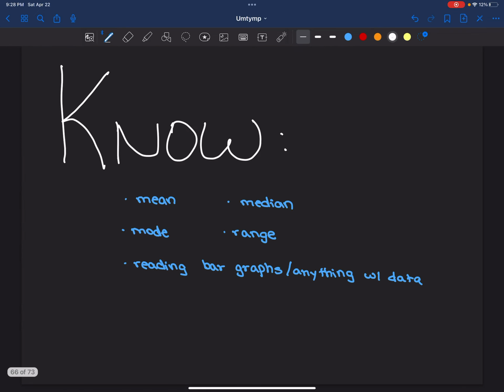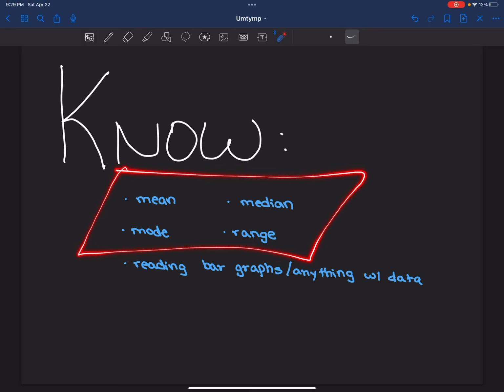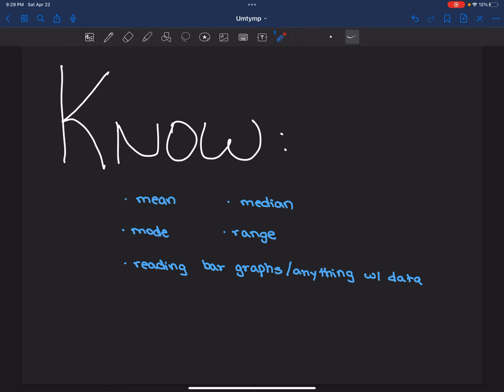But okay, here's everything you need to know for the statistics chapter. So there's mean, median, mode, range. This is a quadrilateral of statistics. That's not a quadrilateral. That looks like a block of cheese. Okay, this is the quadrilateral of statistics. And then there's just this one miscellaneous topic, reading bar graphs and anything with data. I only saw one of these problems, and my friend also had this one, so I'm just going to assume they might have it this year, but I don't know.